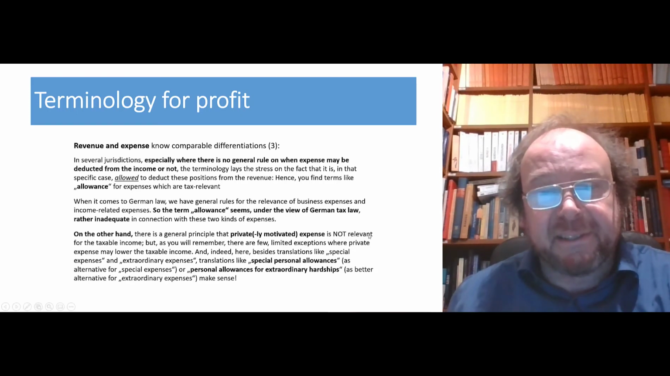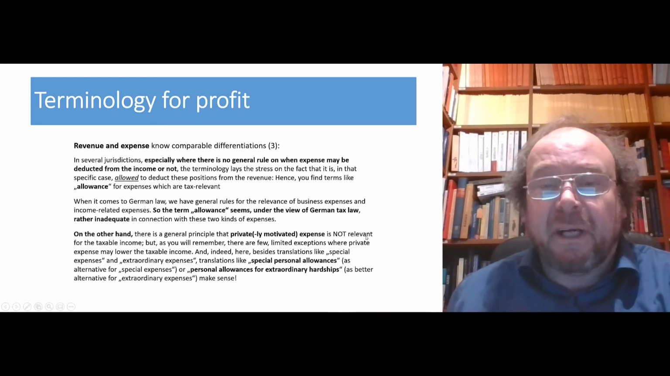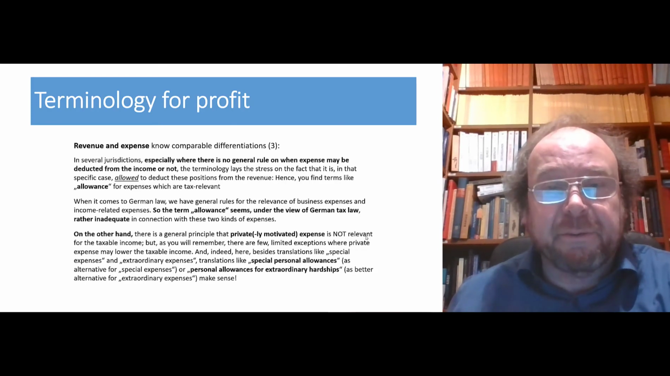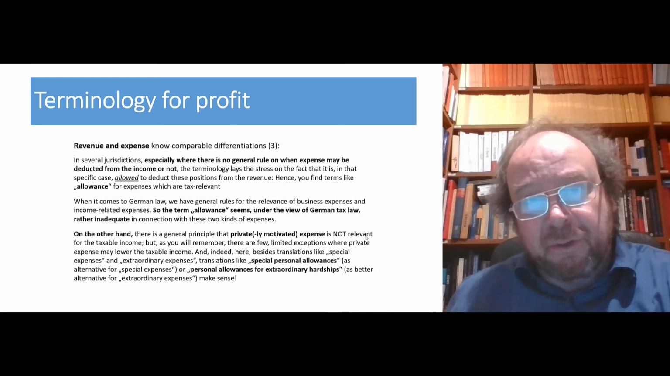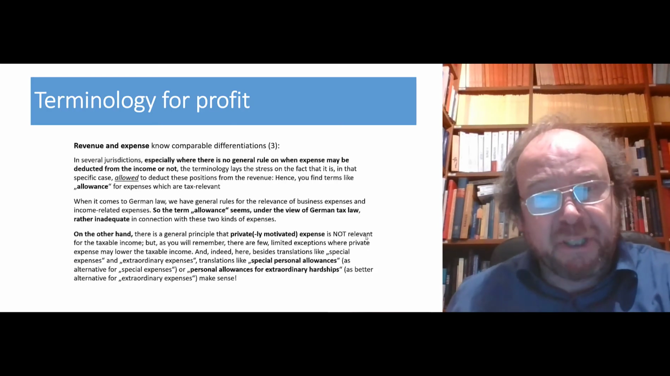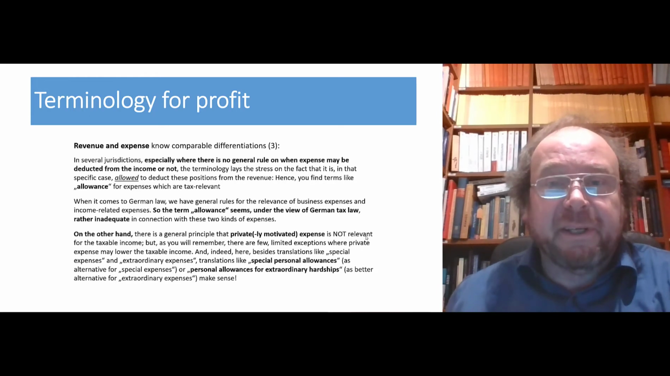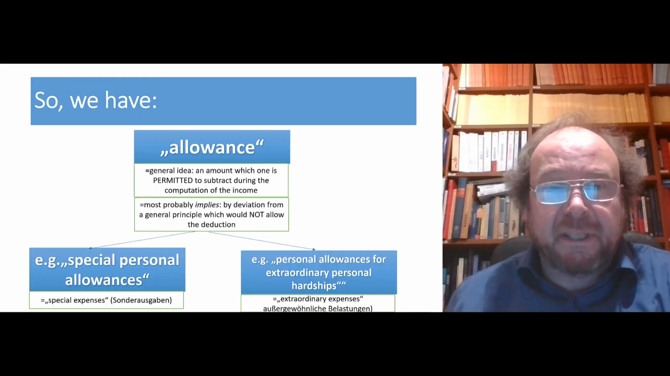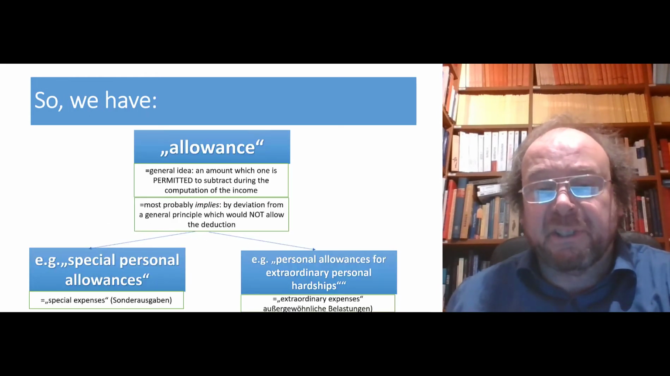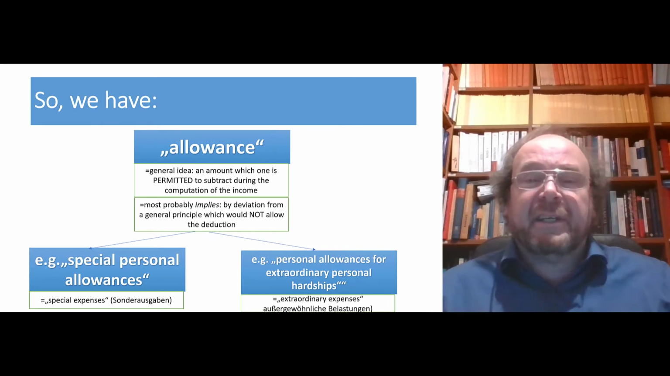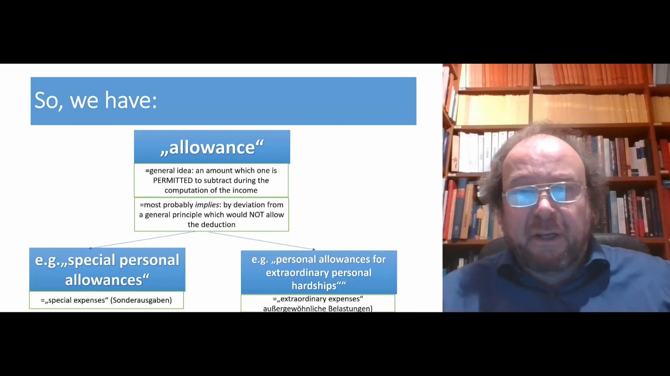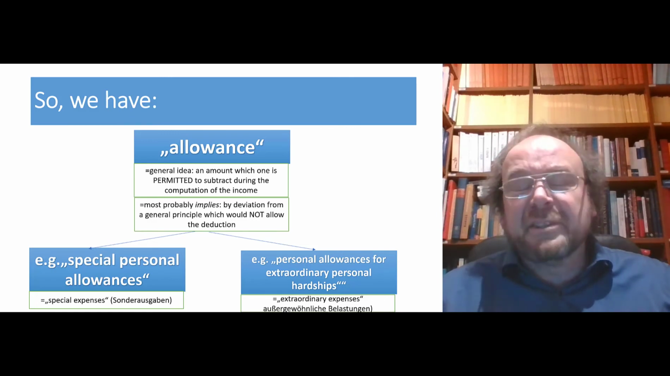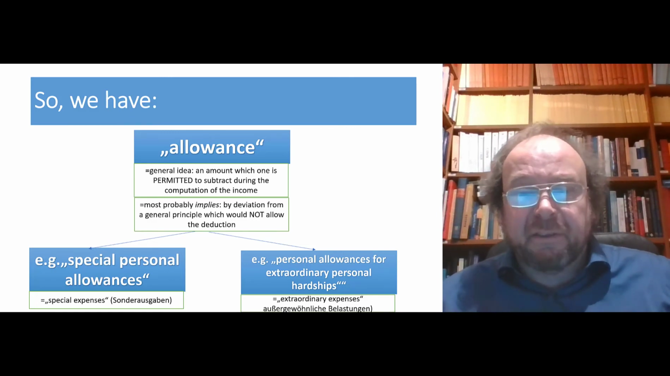That makes sense. So allowance rather implies that you deviate from a general rule which says you should not take that into account, but by special permission, the law says you can put that into the computation. So here we could say it is probably a good idea to speak of an allowance if you deviate from a general principle and say something can be deducted from the income.